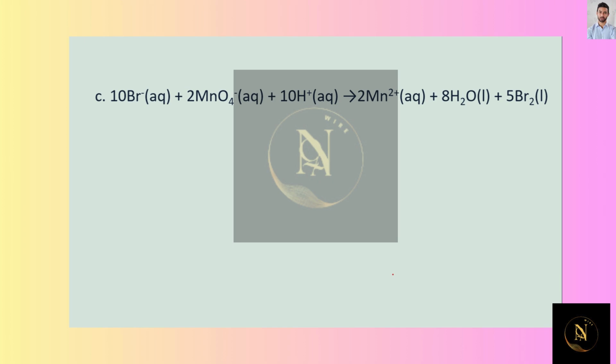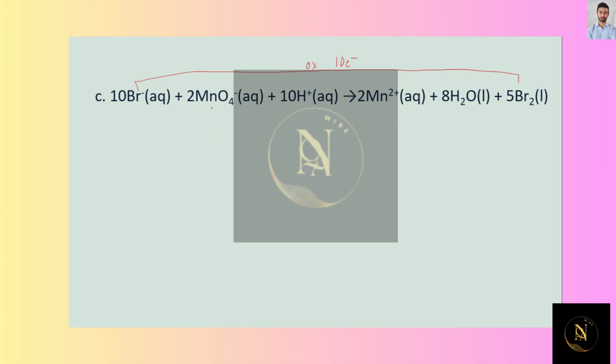Finally, for part C, we have bromine going from Br minus, with a -1 oxidation number, to Br, which has a 0 oxidation number. So it's losing electrons, so it's being oxidized, and there are 10 bromine, each one losing 1 electron. So this looks to me to be a 10 electron system.